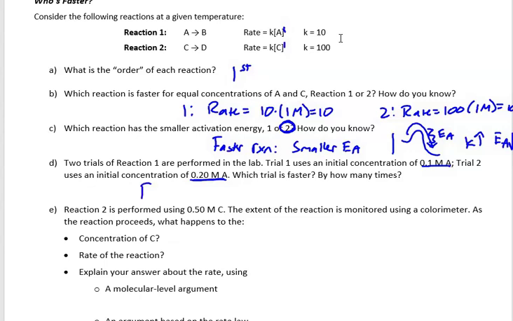So to see how that would work, for trial 1, our rate of reaction is equal to K. Because this is reaction 1, K is equal to 10.